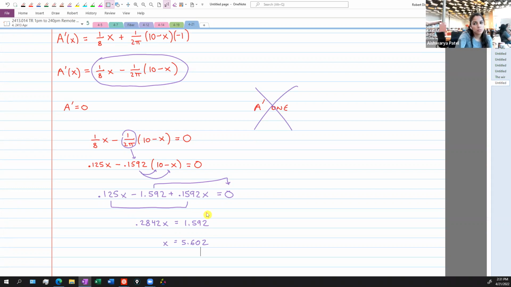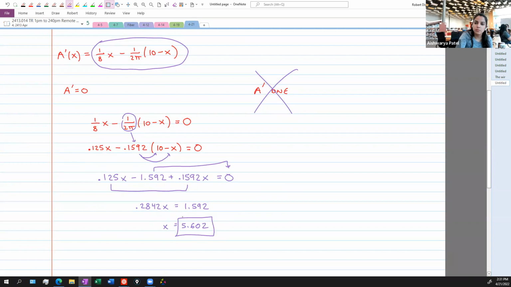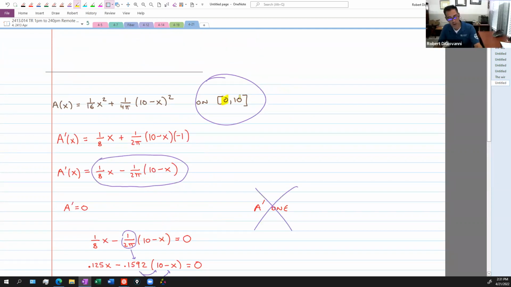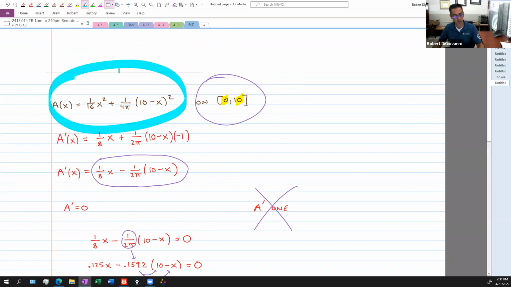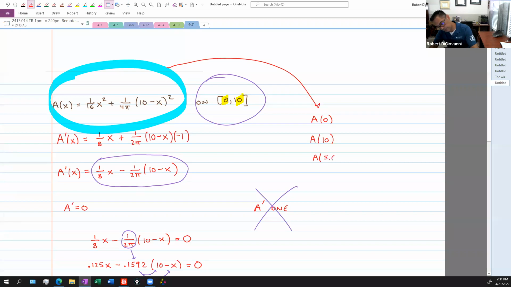Right. But remember, we're using the closed interval method, aren't we? So what we need to do now is take this answer along with the two endpoints and plug them into the original function, which is this one right here in blue. So that means I want to take A, plug in 0, A, plug in 10, A, plug in 5.602. The biggest value I get out is the max. The smallest I get out is the min.